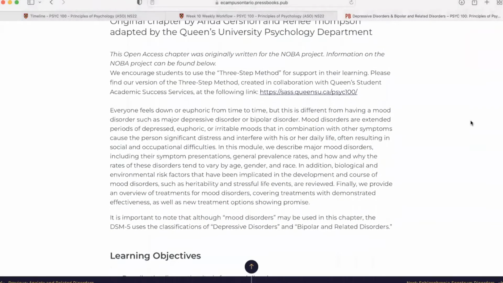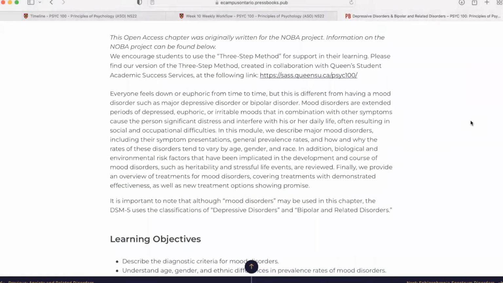Everyone feels down or euphoric from time to time, but this is different from having a mood disorder such as major depressive disorder or bipolar disorder. Mood disorders are extended periods of depressed, euphoric, or irritable moods that, in combination with other symptoms, cause the person significant distress and interfere with his or her daily life, often resulting in social and occupational difficulties.